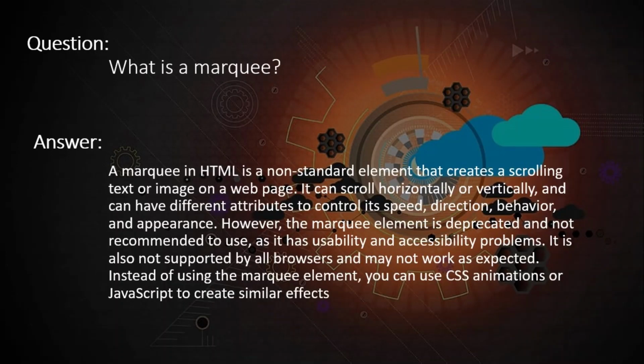What is a marquee? A marquee in HTML is a non-standard element that creates a scrolling text or image on a web page. It can scroll horizontally or vertically, and can have different attributes to control its speed, direction, behavior, and appearance. However, the marquee element is deprecated and not recommended to use, as it has usability and accessibility problems. It is also not supported by all browsers and may not work as expected.